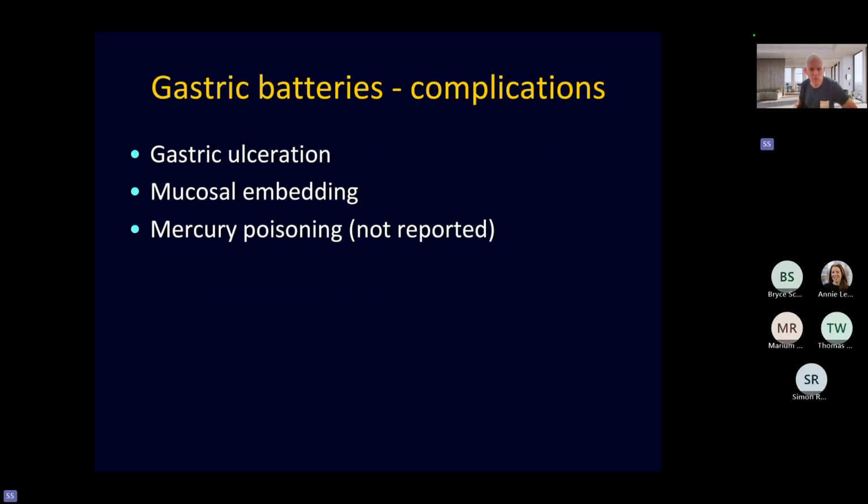Complications from gastric batteries are much less likely, but include gastric ulceration. When these foreign bodies are in the stomach for a long period of time, they act like a foreign body. They get a foreign body reaction, and they actually become embedded within the mucosa. Mercury poisoning has not been reported, of course. We don't have mercury batteries anymore. They're lithium ion, so that's not a consideration.